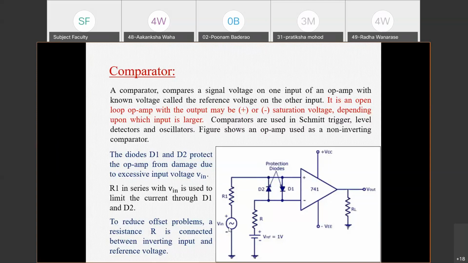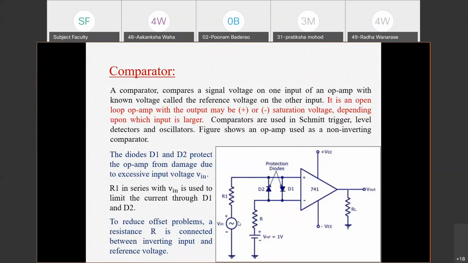So if you observe, this Vin is a sinusoidal wave, that is, it is continuously varying. So it is our Vin, that is the input voltage. And this input voltage will be continuously compared with this constant reference voltage. So this Vref is the reference voltage which has a value of 1 volt and it is constant throughout. Okay. So you must be clear on this point that this Vin is varying throughout, and we will compare this Vin with the constant voltage of 1 volt, that is, the reference voltage.